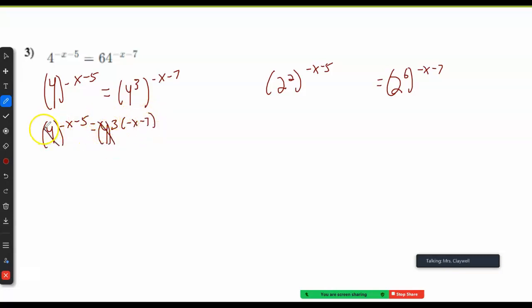Once our bases are the same, we just set our exponents equal. We end up with x equals -8. If you thought of it in terms of twos, that's fine as well.